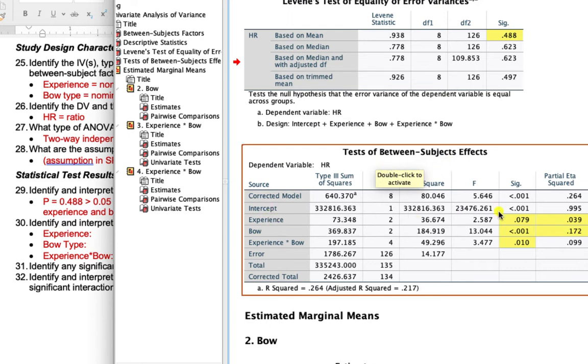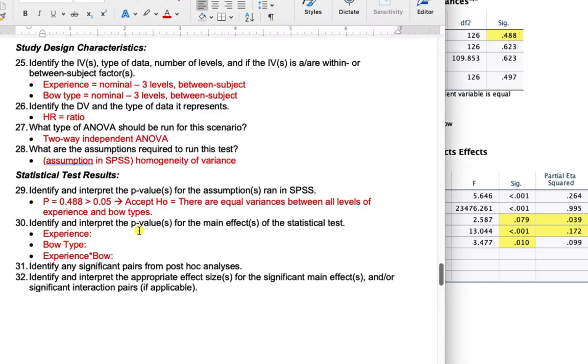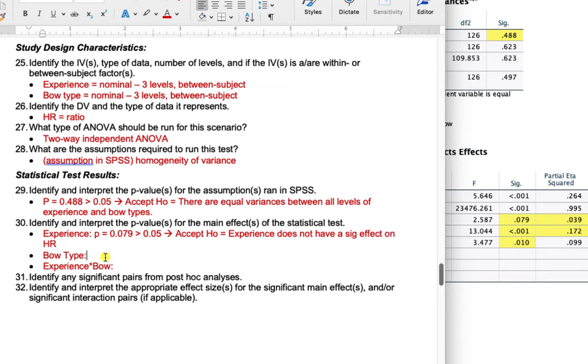So we see here experience, our p-value is equal to 0.079, which is larger than 0.05. So we should accept our null hypothesis. And this is the main effect of experience on heart rate. So not having a p-value less than 0.05 means that experience does not have a significant effect on heart rate.